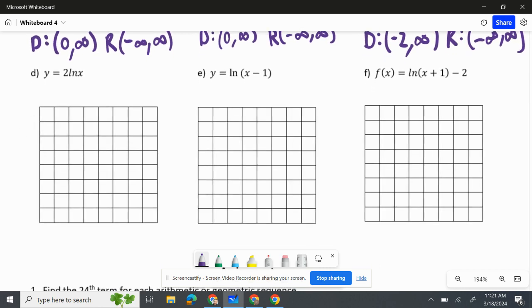So if we're looking at our next ones, what we have is our vertical asymptote. And so our vertical asymptote is going to be x is equal to 0. And then what we have is our table of values, which are going to be 1 and 2.7. So when we plug in a 1, it becomes 0. 2 times 0 is 0. If we plug in a 2.7, bases cancel. We get 1. 1 times 2 is 2.